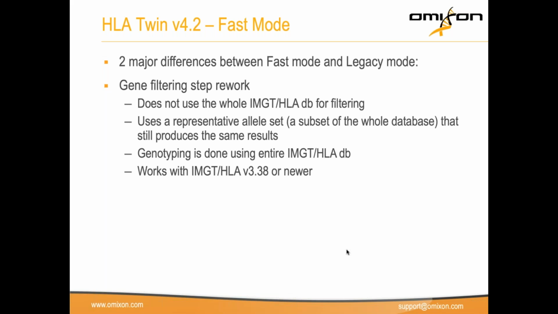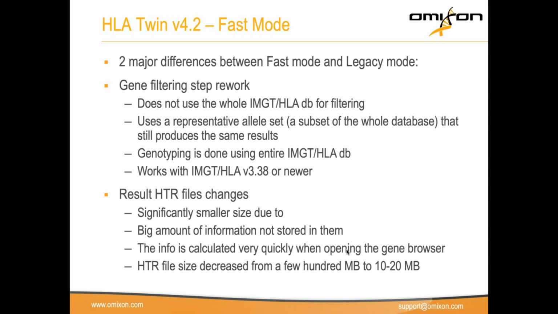Because there has been this rework for this step, and the IMGT database is very heavily involved in it, the maximum improvement in analysis speed can be achieved when fast mode is used with IMGT HLA version 3.38 or newer. You will still get an improvement in analysis speed if you use an older IMGT database with the fast mode, but not the maximum effect. So it is not actually recommended for that reason.